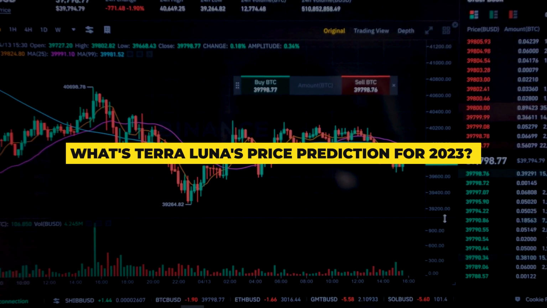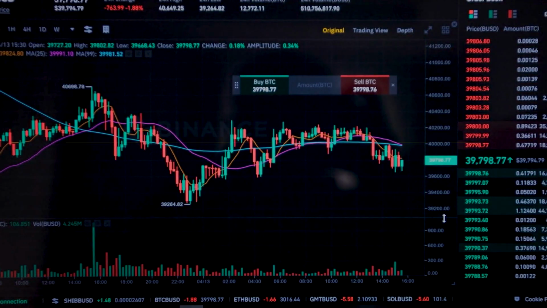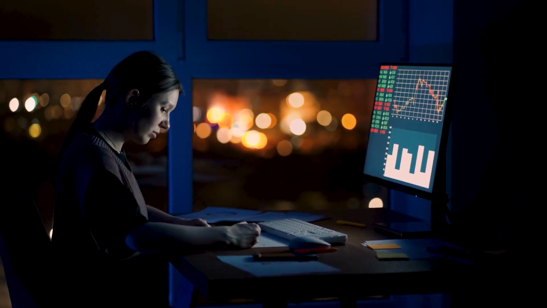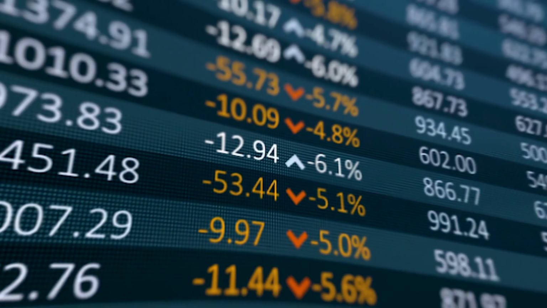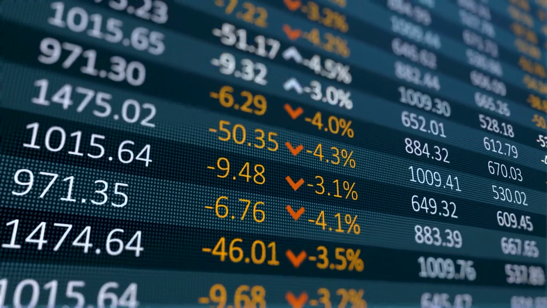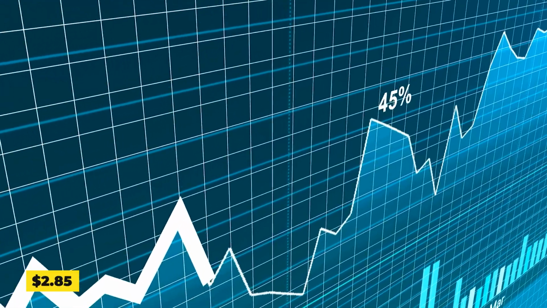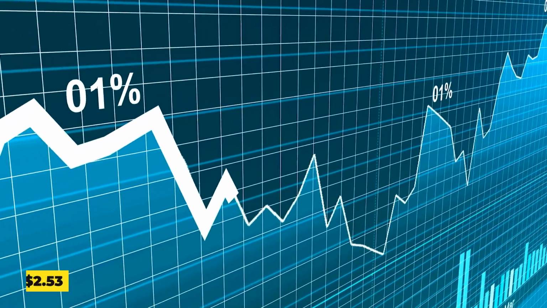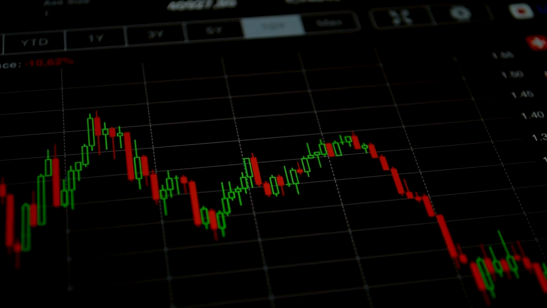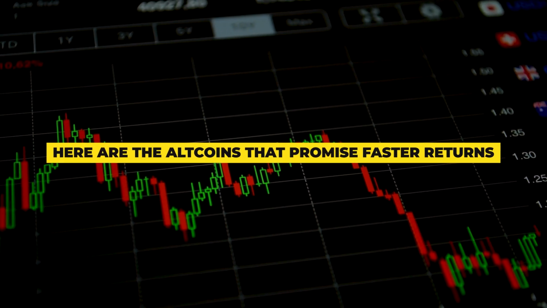What are the Terra Luna price predictions for 2023? In 2023, the price of the LUNC cryptocurrency is expected to reach a highest price level of $2.85, with an average trading price of $2.53. The price of Terra Luna can be as low as $2.45. Here are the altcoins that promise faster returns.